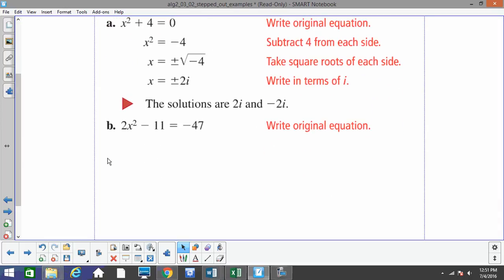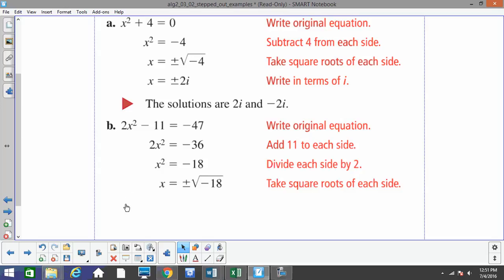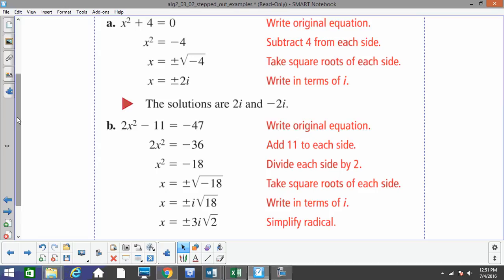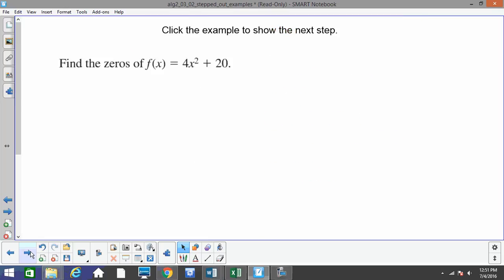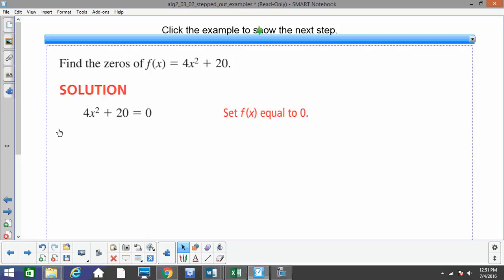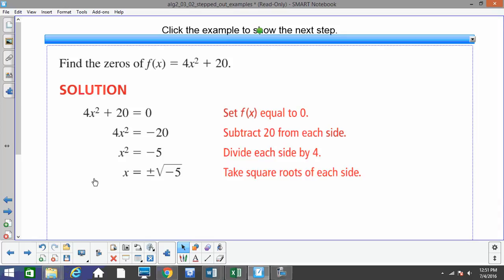They're not real, they're the imaginary number set. On this one, write the problem, add 11, divide by 2, take the square root, simplify the square root, and you get plus or minus 3i radical 2. Again, that is two solutions. Find the zeros. That just means you take out f of x and put 0 in. So it should be 0 equals 4x squared plus 20. Subtract your 20, divide by 4, take the square root. You get plus or minus i radical 5.